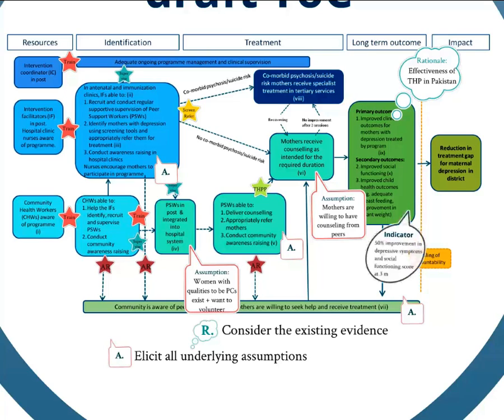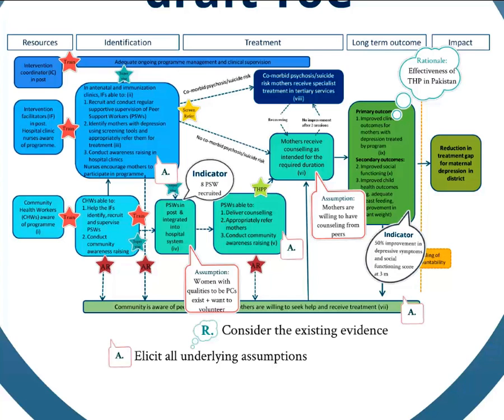Then the last stage is to add the indicators so that you can then develop your evaluation plan. So firstly, for the primary outcomes, we might, for example, look for a 50% improvement in depressive symptoms and in social functioning 3 months after enrolment in the programme, for example.